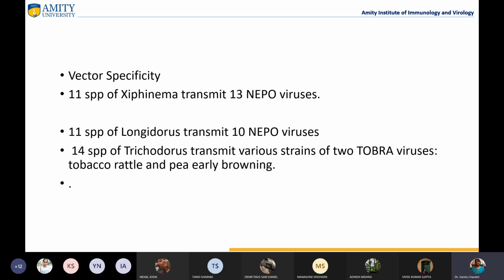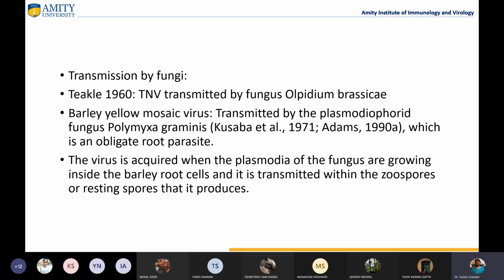11 species of Longidorus transmit 10 nepoviruses. 14 species transmit 2 strains of a tobravirus. So it shows their vector specificity also, how they are transmitting different kinds of viruses.